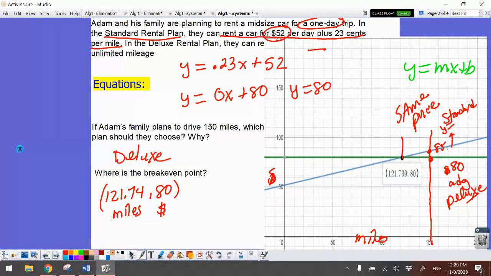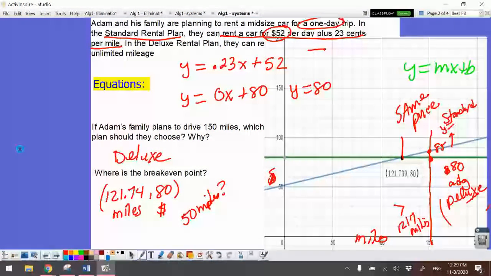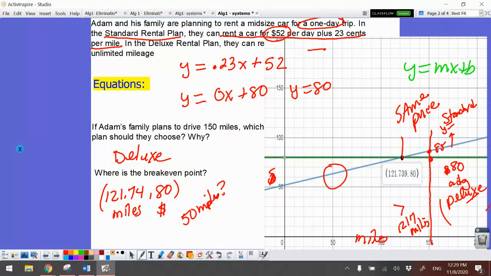But if I'm going to drive more than 121.7 miles, then the deluxe would be the better deal. Well, what if I'm only going to drive 50 miles? Who's the better deal? Looks like the blue line is lower. So the blue line would be about $65 and this would be $80. So this would be the better deal. Okay, so it does have to do with how many miles I'm going to travel.